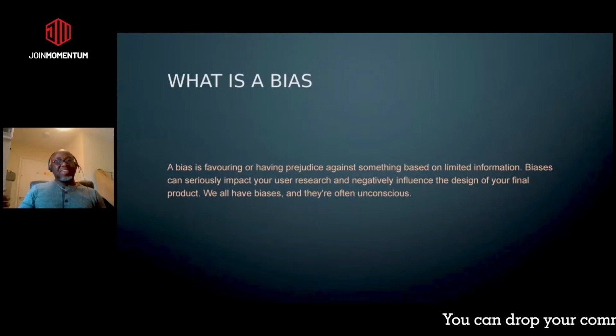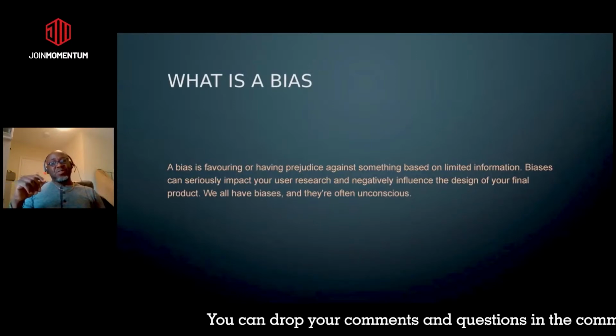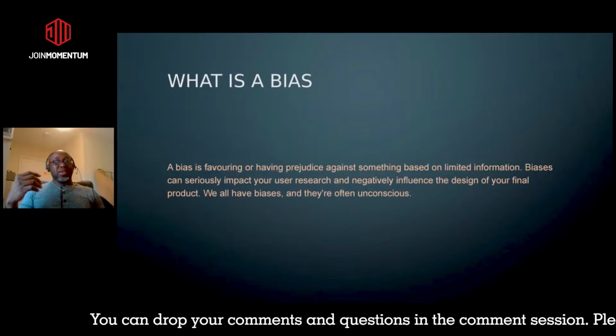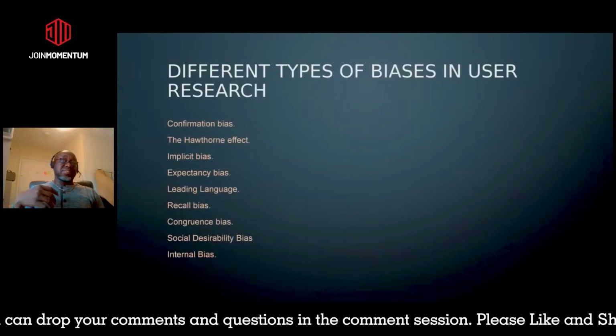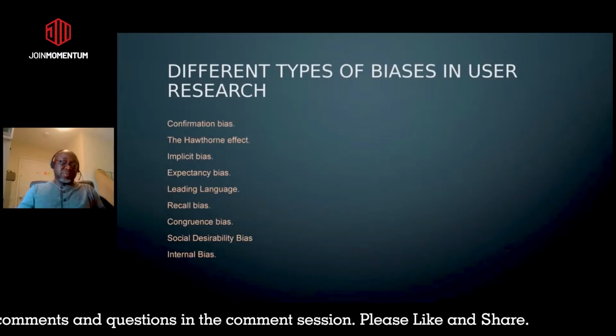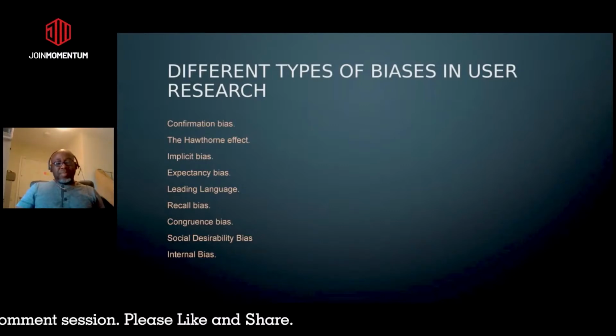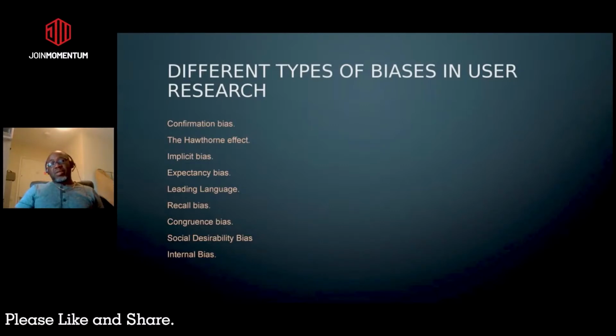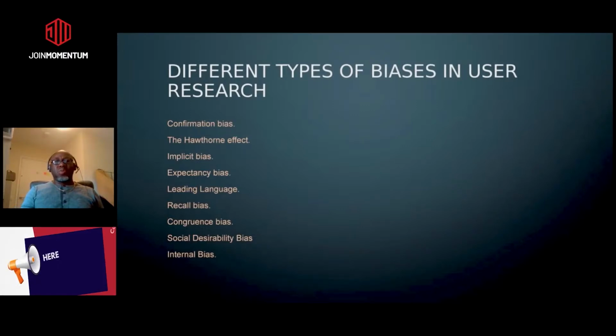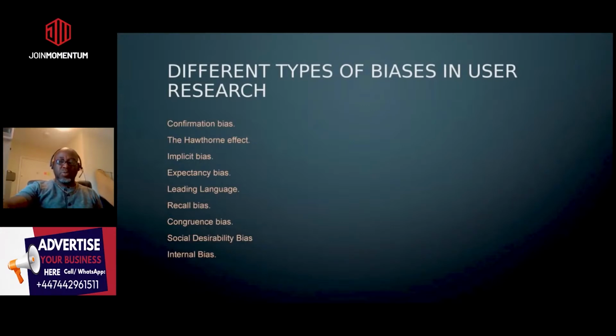However, we're now going to narrow it down to the kinds of biases in user experience research. There are different types of biases in user experience research. I think I named about 8 or 9 here. However, this is not an exhaustive list. This is not the end of it. But I just try and look for what I'll call the common biases that come up.